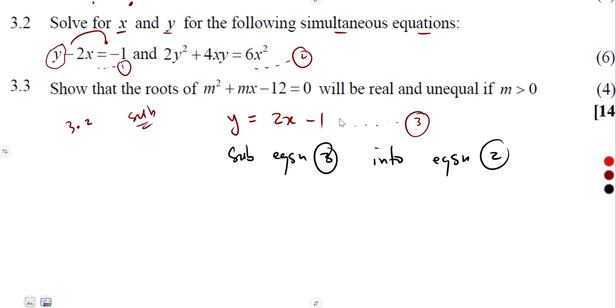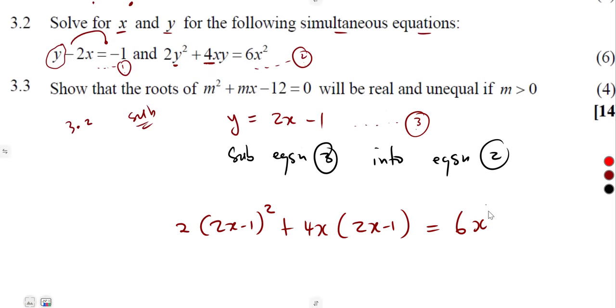We made it the subject from equation 1, so we're going to substitute into the second one, in place of y. So this is 2y squared, but y is what? 2x minus 1, but squared, plus 4xy. So 4xy is what? 2x minus 1. So this is equal to 6x squared.